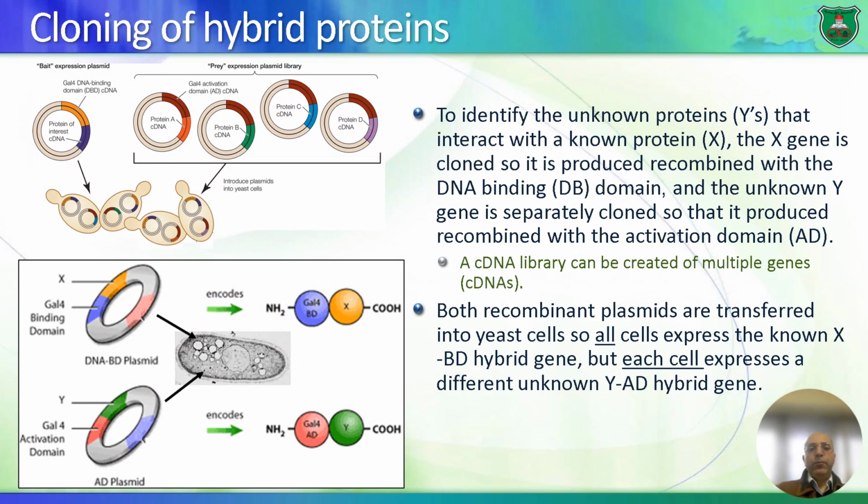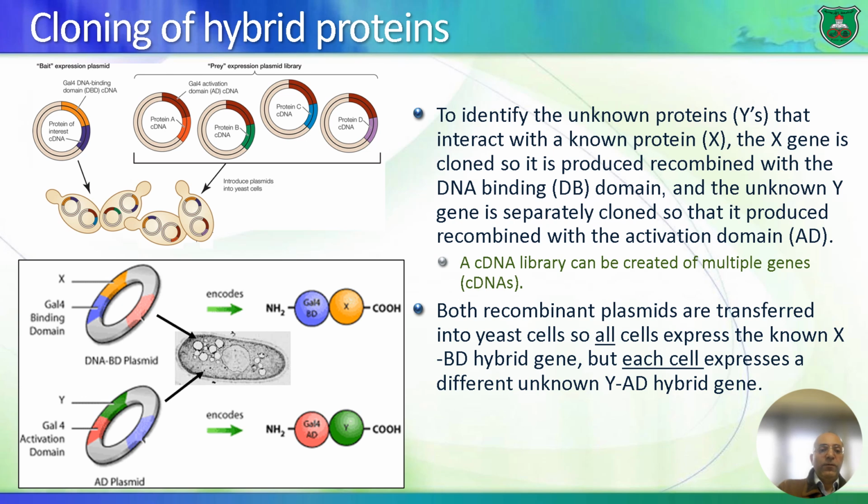So the previous example was simple. I'm dealing with X and Y, just one single protein, X, and one single protein, Y. Now, let's make things a bit harder. I want to identify all of the proteins that can interact with X. I'm not testing a single protein. I want to identify all of the proteins that can interact with X.